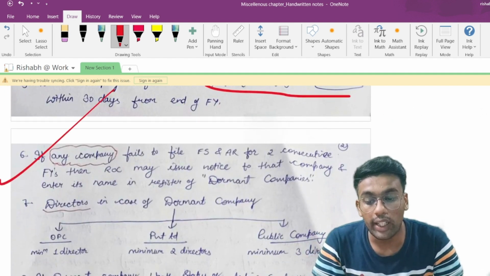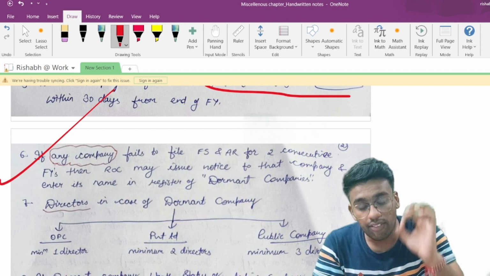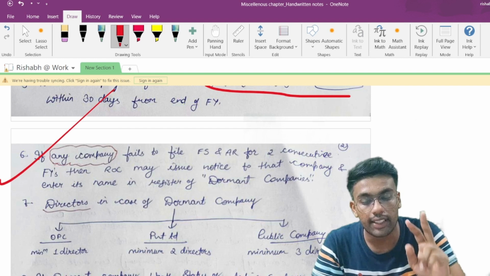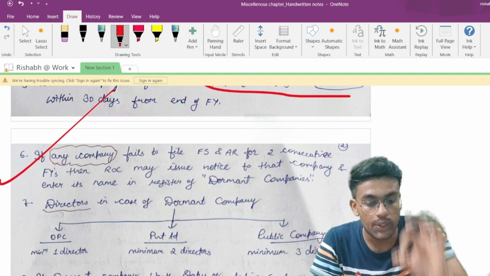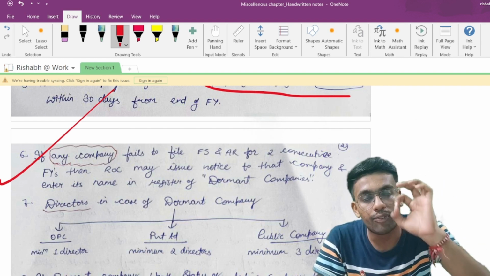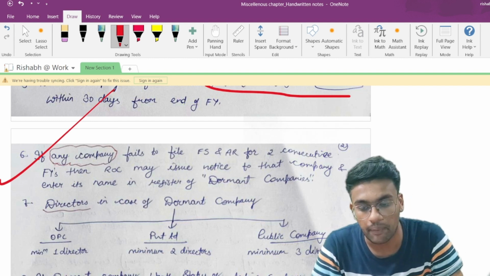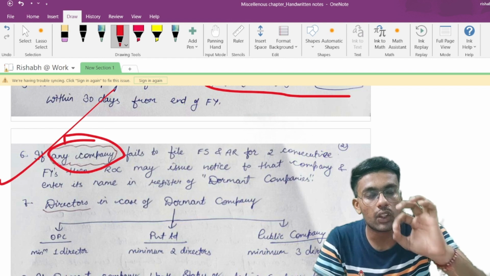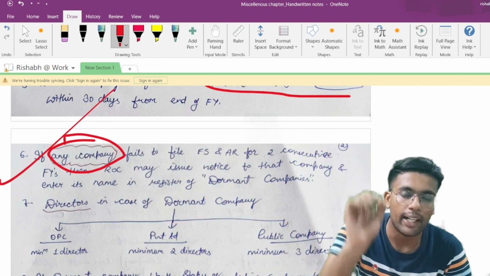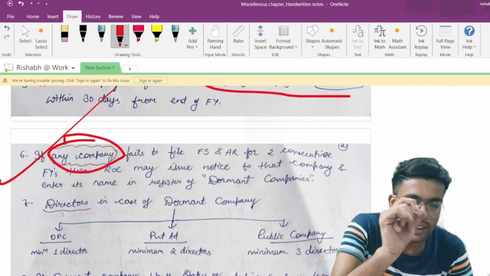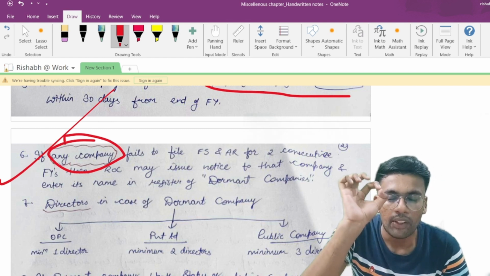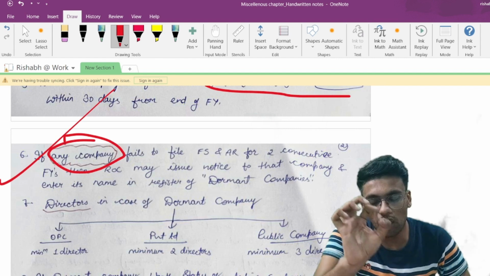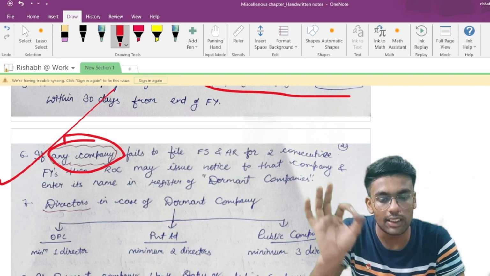Point number 6 talks about any other company. Any company which fails to file financial statements or the audit report for 2 consecutive financial years, then the ROC may issue a notice to such a company to enter its name in the register of dormant companies. It can be any company. If a company does not file financial statements or the audit report under sections 137 and 92 respectively, the ROC can issue a notice to register such a company as a dormant company.